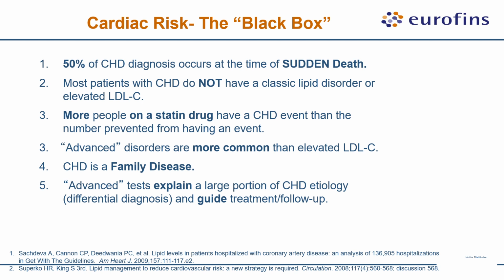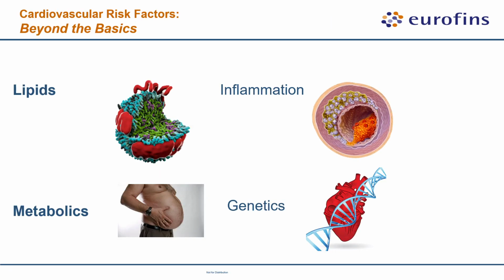And of course, advanced disorders or risk-enhancing factors are much more common in our patient populations. For example, metabolic syndrome, elevated lipoprotein (a), markers of inflammation, as well as certain genetic markers that time and again keep emphasizing that coronary heart disease is actually a familial type of disease. And we do have an opportunity nowadays to leverage advanced testing to really dig in and guide and individualize patients' treatment.